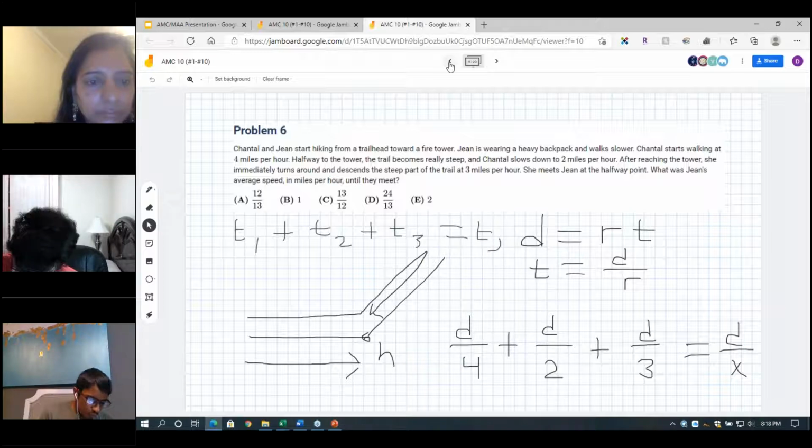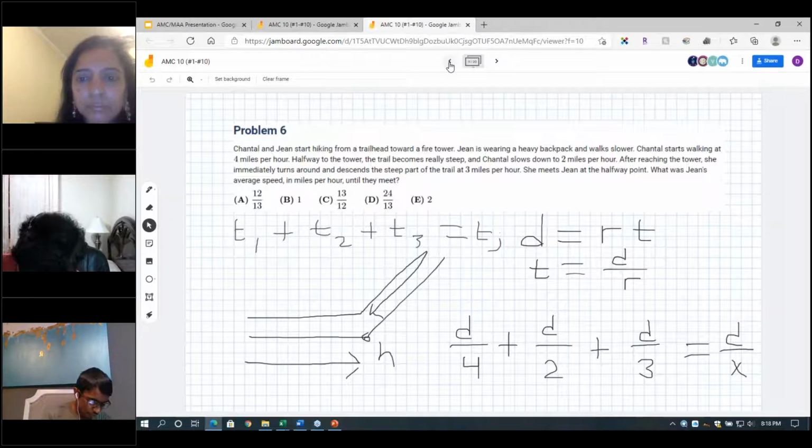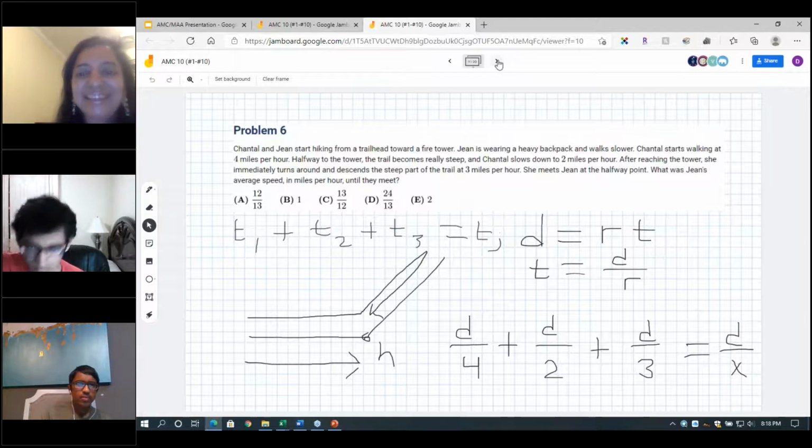Now, we have 4 variables here, but we can use d equals rate times time. Because we are given the rate, which is at first 4 miles per hour, then 2 miles per hour, then 3 miles per hour, we can set this equation up. We just let d be equal to the distance to get to the halfway point, and then we can let x be the average speed of Jean to the halfway point. Does that clarify it? Yeah, I suppose.